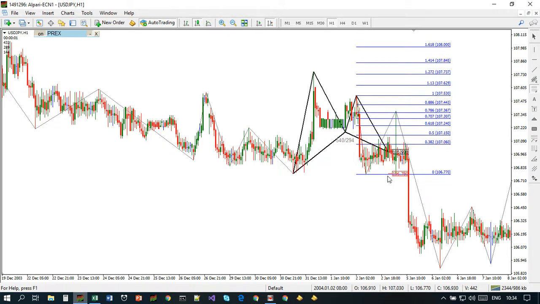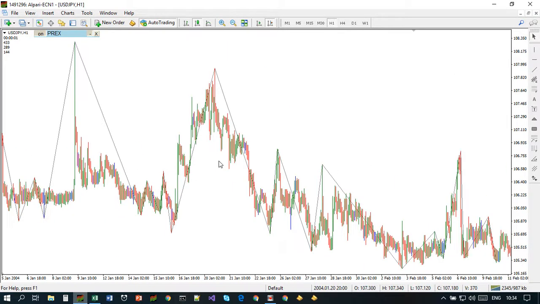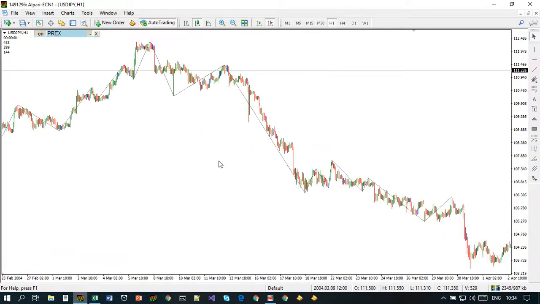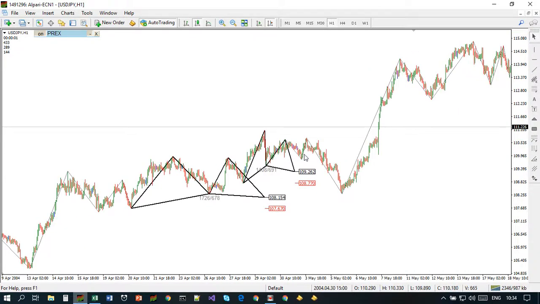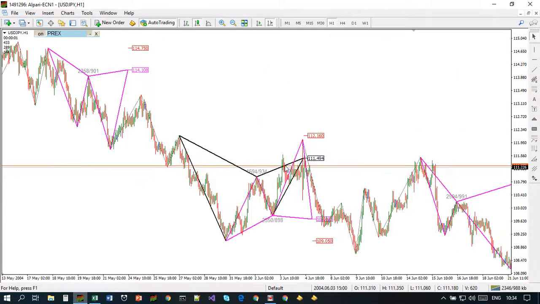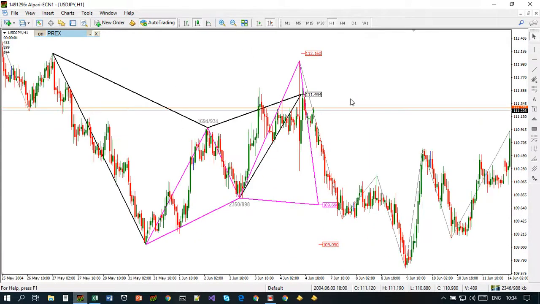Okay, we invalidated this level right before the reversal started. It happens. Broken CTD leg. Well, this unified Gartley. Another opportunity.